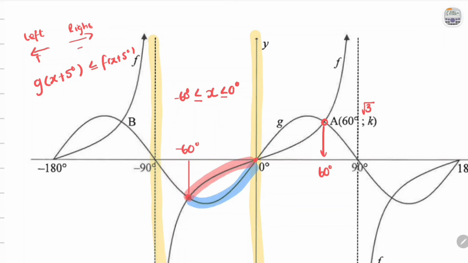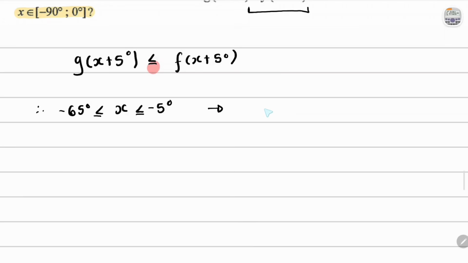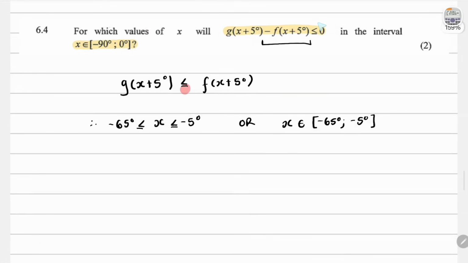So we know that it's moving 5 degrees to the left. So from negative 60, 5 degrees to the left is negative 65 degrees. And 5 degrees to the left here would be at negative 5 degrees. So we'll just apply that there. So the answer here is that x is greater than or equal to negative 65 degrees, but less than or equal to negative 5 degrees. You can also put this in intervals. So that would be x is an element of, and it goes from negative 65 degrees as an included value, and then all the way to negative 5 degrees also as an included value. And that would be our answer.